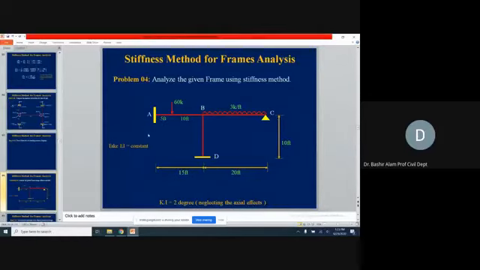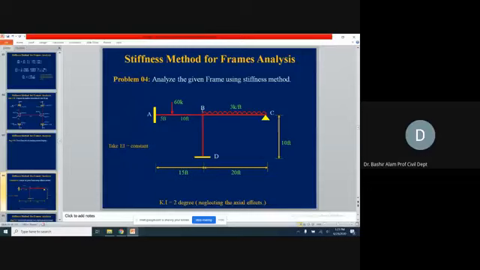Now in AB member, 5 feet from support A, we have a 60 kip point load. This is the description of this. Now if we ignore the axial effects, A cannot allow any rotation, D cannot allow any rotation.